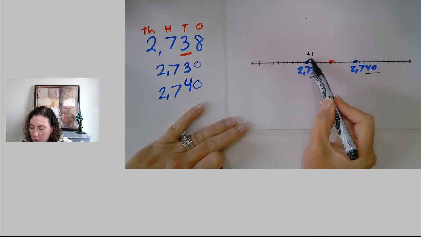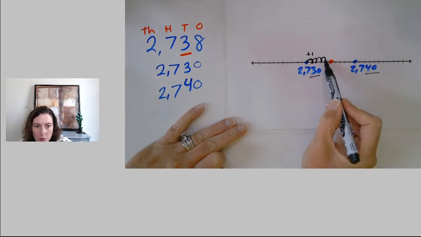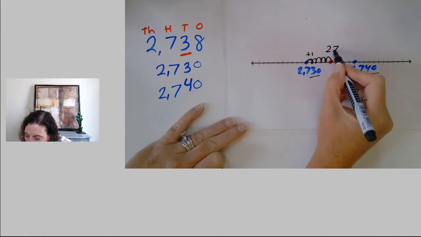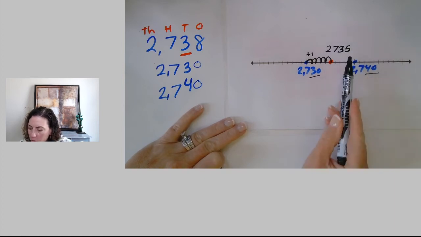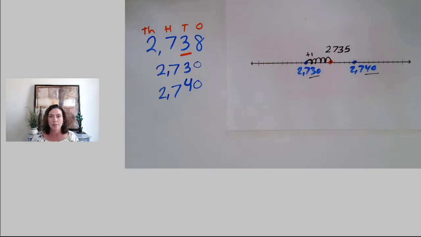2,730, 2,731, 2,732, 2,733, 2,734, 2,735. Is that true that 5 is in between a 10? Yeah, it's half of 10. It's 5. So now that we have that written down, let's look at where 2,738 goes.